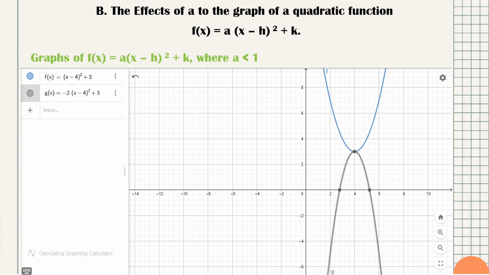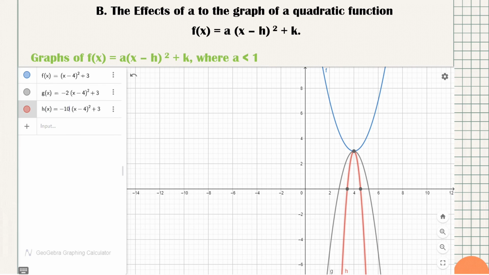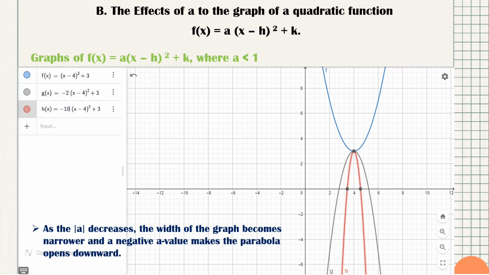Now, let's see what happens if our equation will be f(x) = -10(x - 4)² + 3, where our a is equal to negative 10. So this is the graph of f(x) = -10(x - 4)² + 3. So from the graph, we can conclude that as the absolute value of a decreases, the width of the graph becomes narrower, and a negative a value makes the parabola open downward.